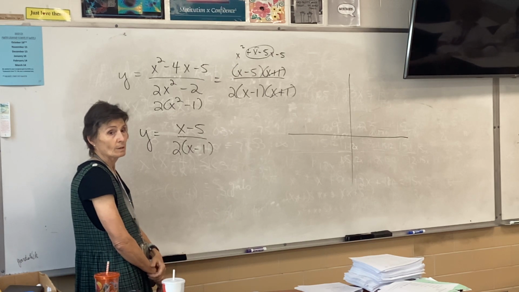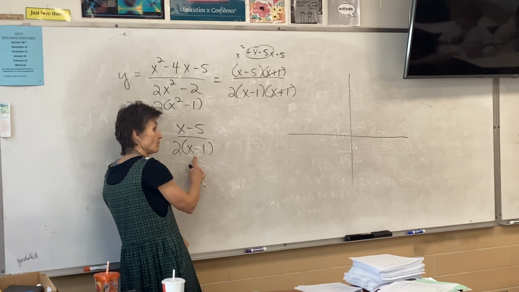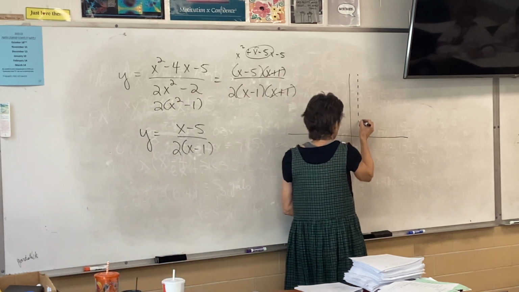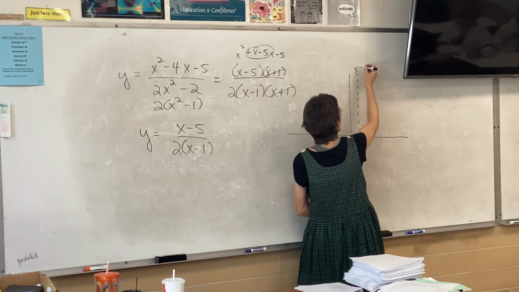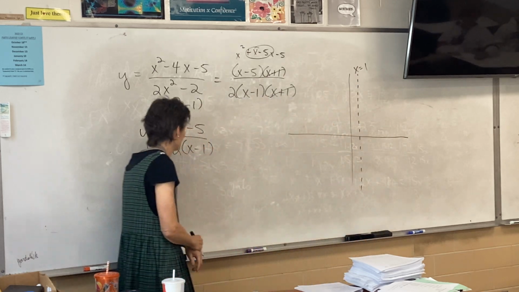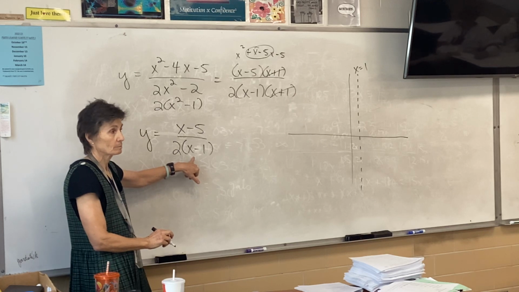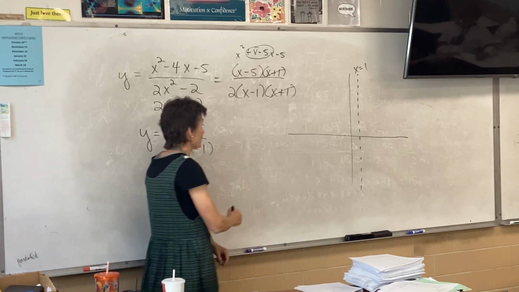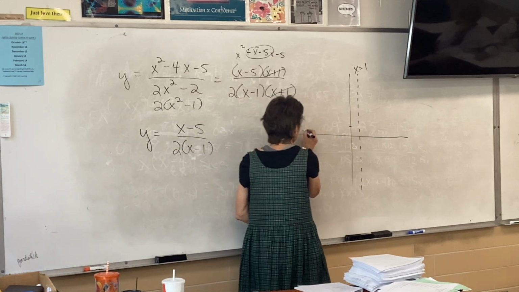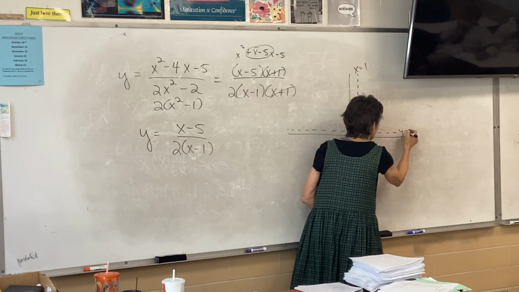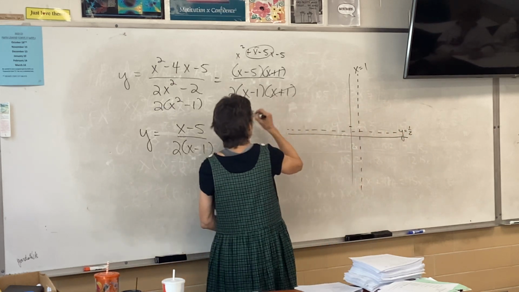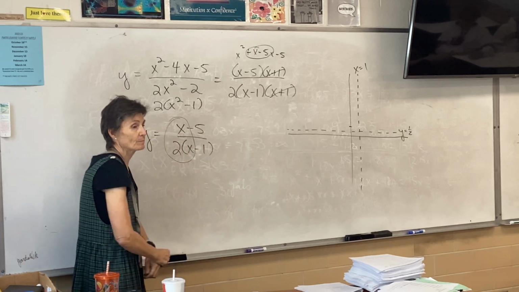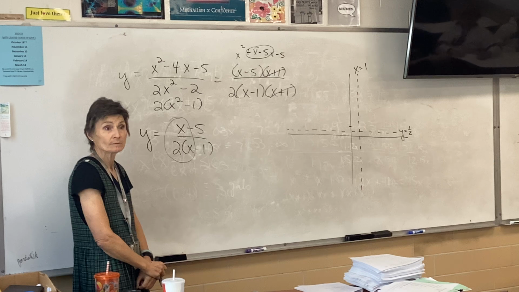There's a vertical asymptote at x equals 1, because that's what makes my denominator 0. All right. Horizontal at 1/2. A horizontal asymptote at y equals 1/2. Because to find the horizontal asymptote, we do this, right? We box them in. So that gives us 1/2.